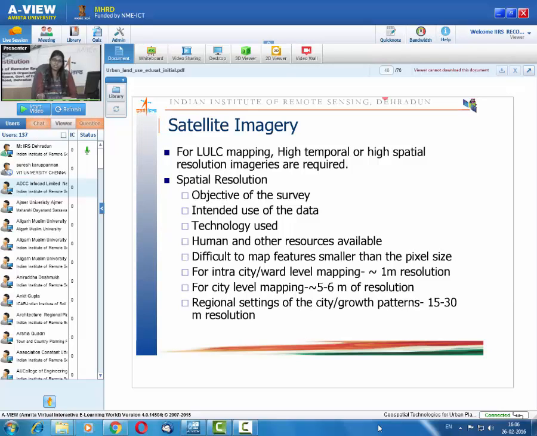For city level mapping, that is 5 to 6 meter resolution, we can use our LISS 4 image of 5.8 meter resolution. For regional setting, we have 15 to 30 meter resolution; we can use LISS 3, 23.5 meter resolution imagery, and we can do digital classification for regional setting analysis. Apart from our Indian satellites IRS LISS data, we can also use Landsat imagery for classification, which is freely available on the USGS Earth Explorer website.